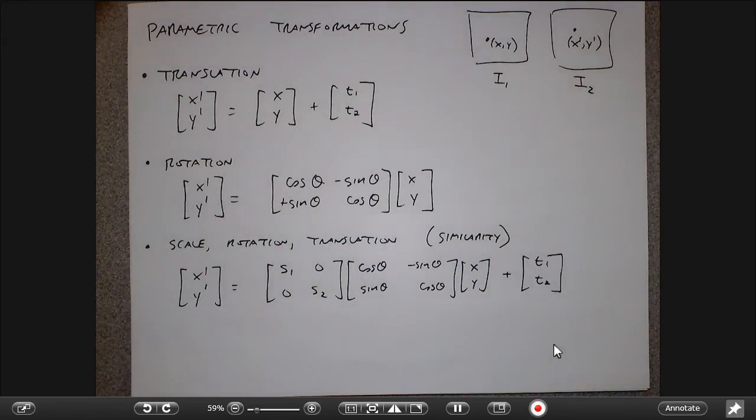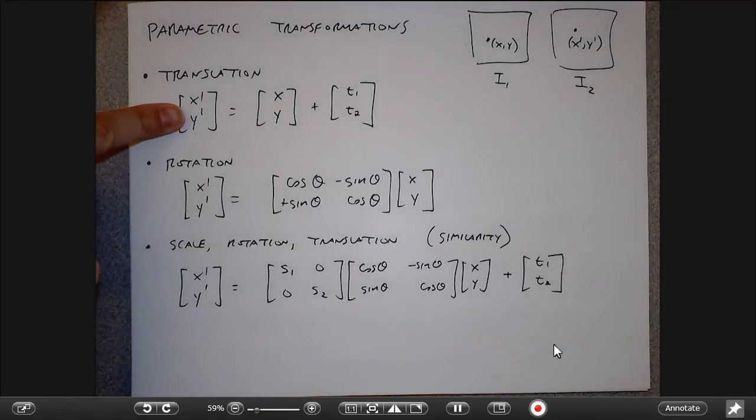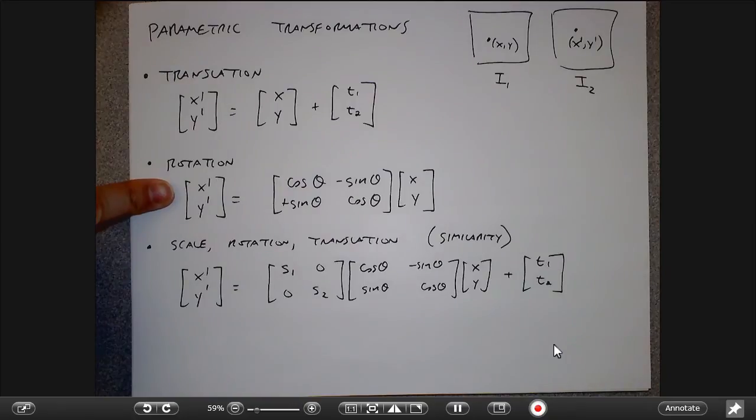And so all these things are parametric, which means that I can specify what happens to every pixel in image 1 just by giving you a handful of numbers. Here, I only have to tell you the 2 translation vector elements. Here I only have to tell you 1 angle. And here I have to tell you the 2 scale factors, the angle, and the translation, right?